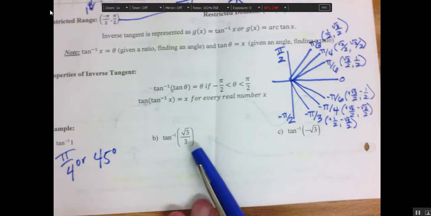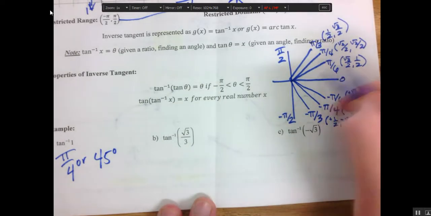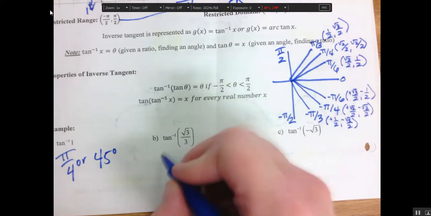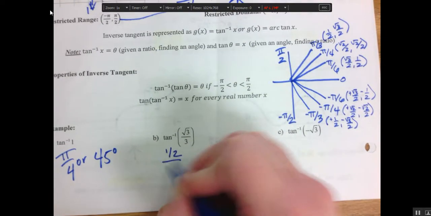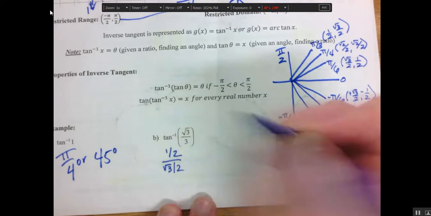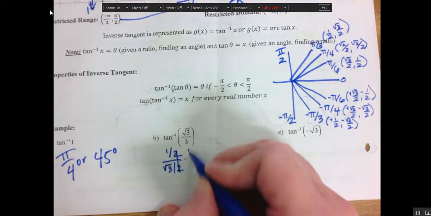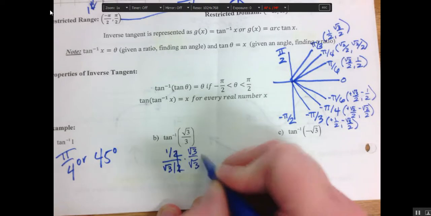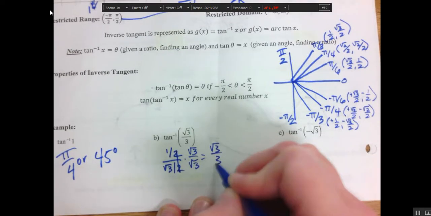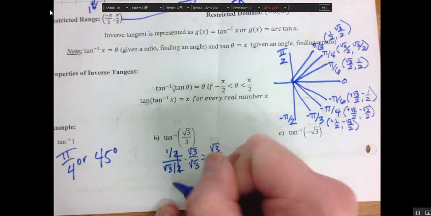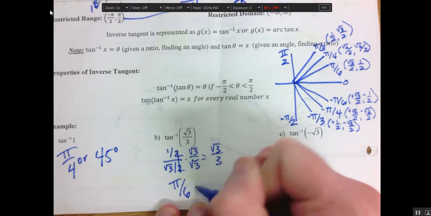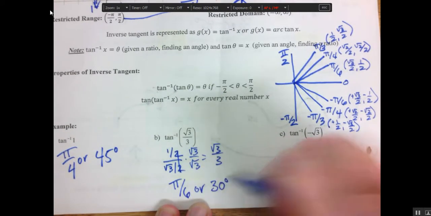Christina, did you get B? Okay, so 30 degrees is right here at pi over 6, right? So to check it, we would do 1/2 over root 3 over 2. And those cancel. And I have 1 over root 3, which you want to rationalize. So you get root 3 over 3. So she picked the right one. The answer is pi over 6 or 30 degrees.